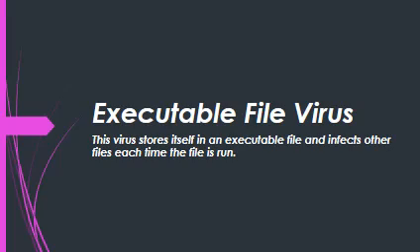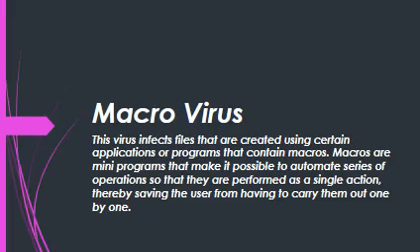Next type of virus is executable file virus. This virus stores itself in an executable file and infects other files each time the file is run. And the next type of virus is macro virus. This virus infects the files that are created using certain applications or programs that contain macros. Macros are mini programs that make it possible to automate the series of operations so that they are performed as a single action, thereby saving the user from having to carry them out one by one.